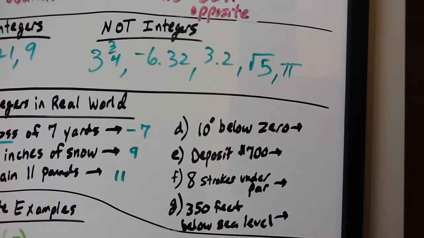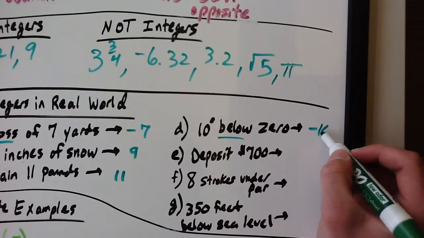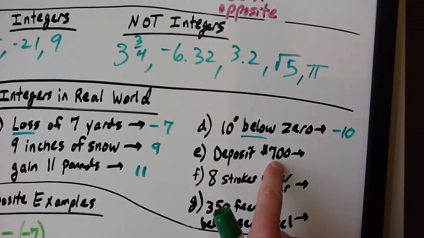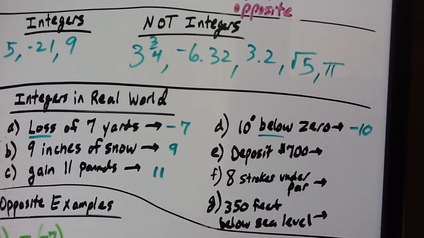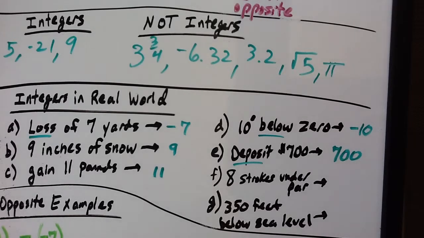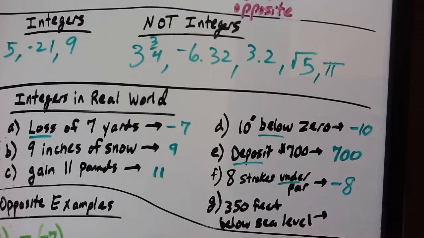Letter D, 10 degrees below 0. If it's below 0, that's negative, so negative 10 would be the integer. If I deposit $700 into my bank account, that means money is going in, so this needs to be positive 700. Letter F, in golf, if I'm 8 strokes under par, that's represented by a negative sign. I'm under par by 8 strokes, so the integer would be negative 8.